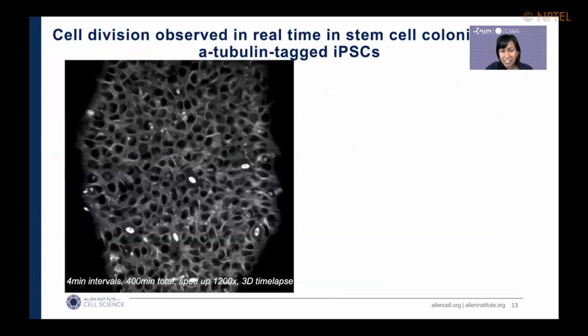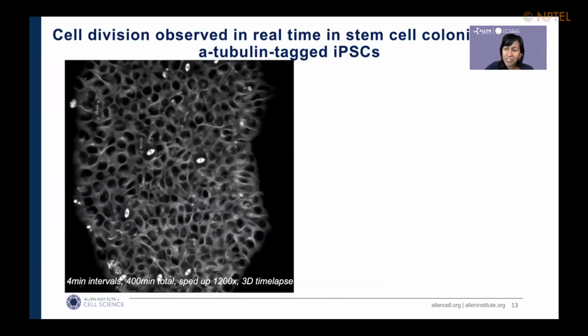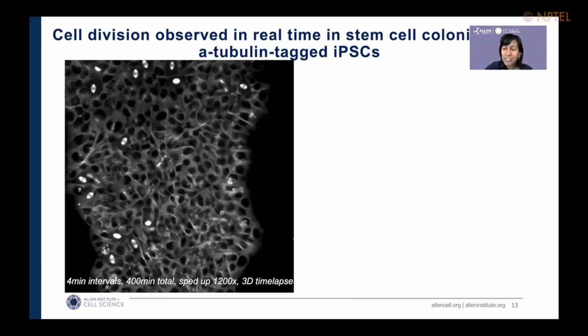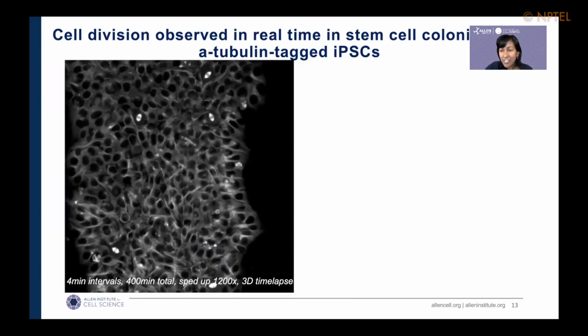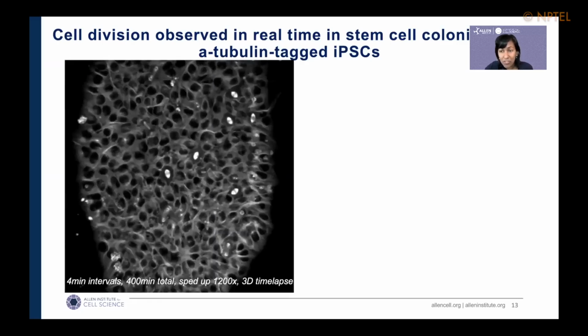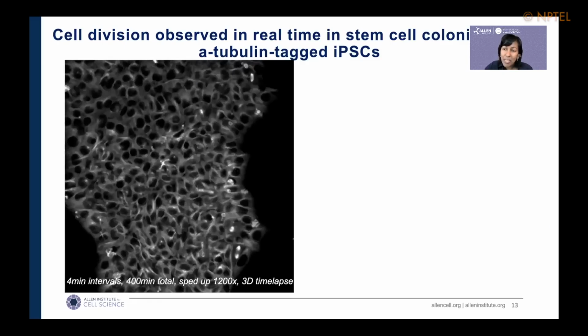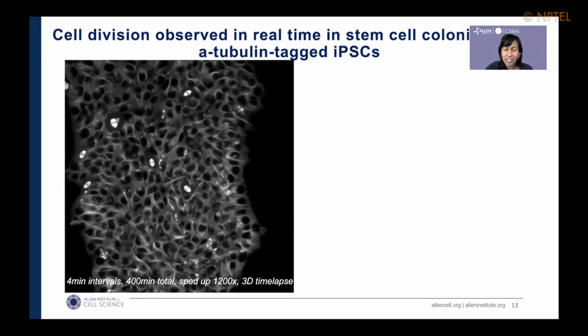So very exciting. I want to spend a few minutes showing you what these cells look like, because this is where we are discovering the cell biology, most of which we knew already, but now we get to see it in real time. But there are other things that we didn't know that we are discovering.